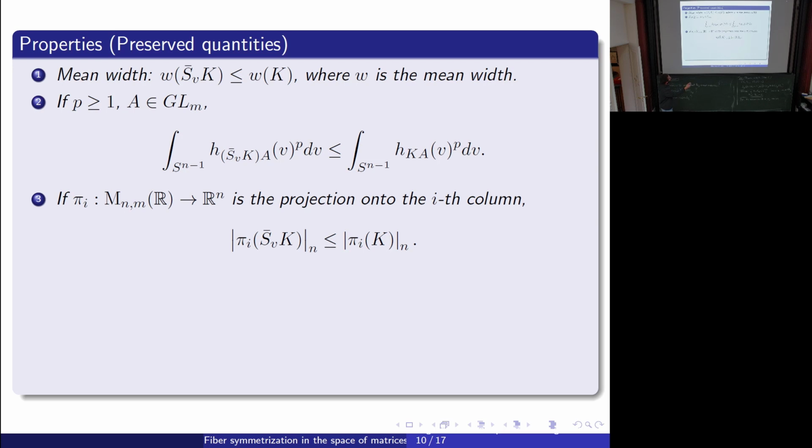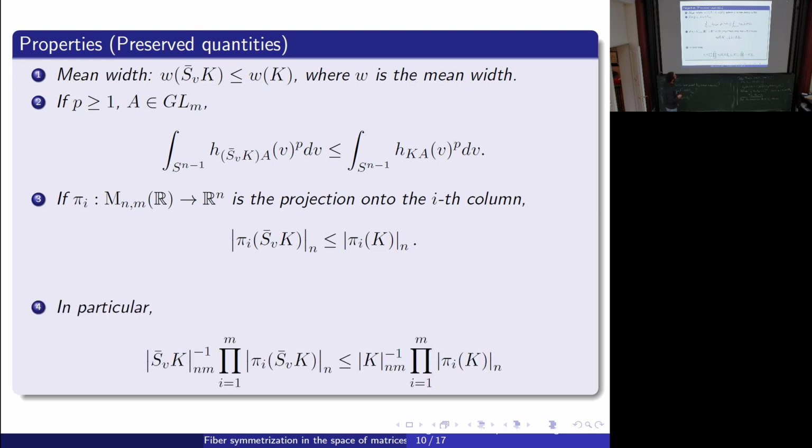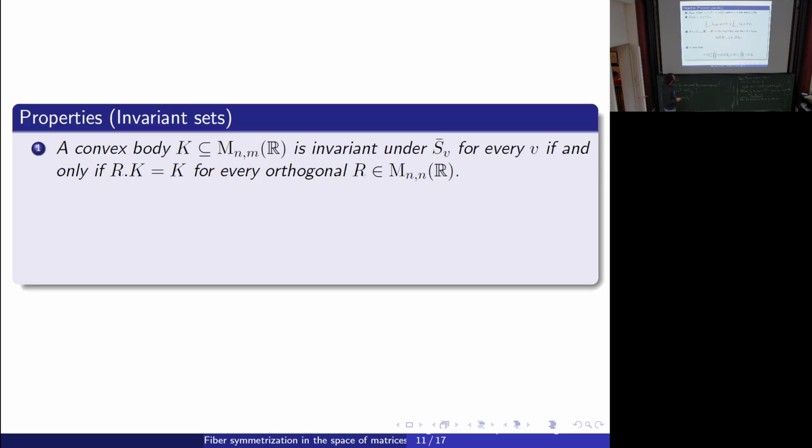If you project onto one of the coordinates, for instance, then the volume goes down. So in particular, if you consider the product of the projections onto all the coordinates, which is, for instance, the volume-like quantity that appears in the Loomis-Whitney inequality, then this is preserved. It's not preserved. It goes down. Okay, so I'd like to have more quantities that go down, but these are the ones I have for now.